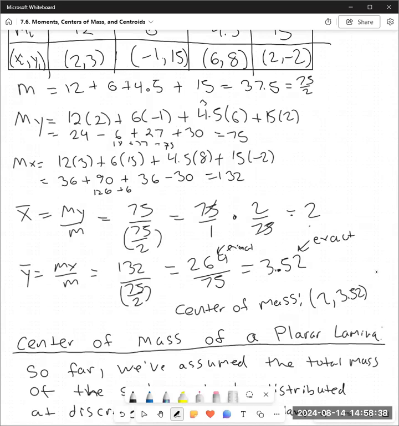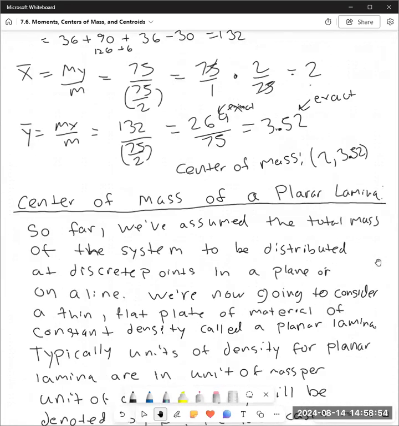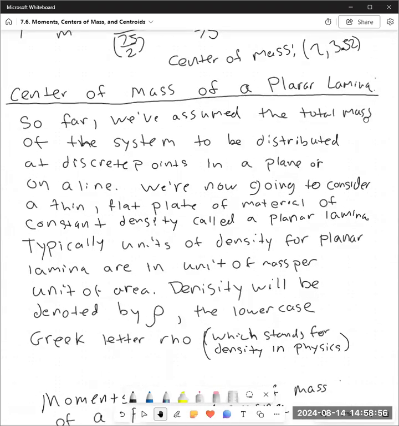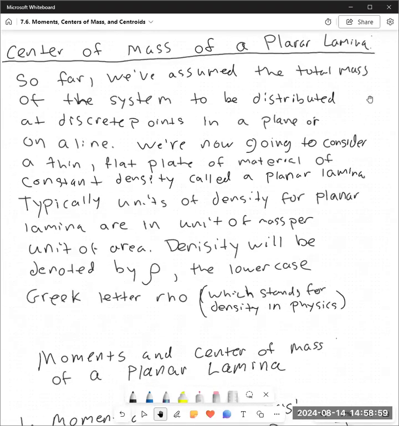Just depends whether you want to give a fractional form or decimal form like that. But this 3 and 52/100ths is exactly the same thing. So now we move on to the major application of this section, the center of mass of a planar lamina.